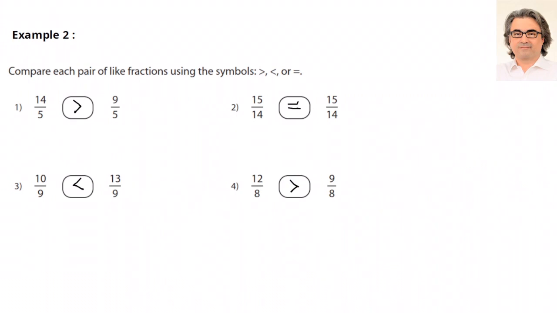I think you understand when the denominators are equal to each other, for the positive fractions, of course, this rule: we should compare the numerators of these fractions. And a fraction whose numerator is greater than the other fraction's numerator should be greater than the other fraction.